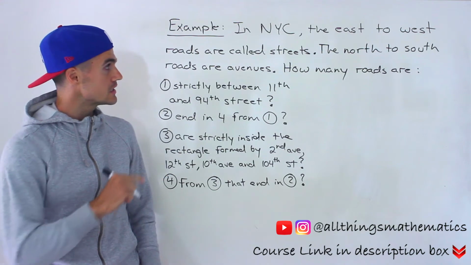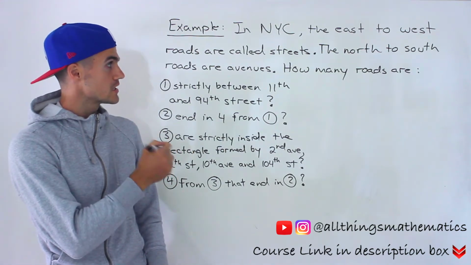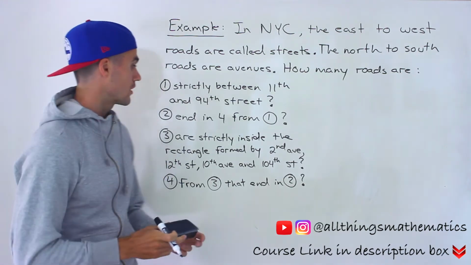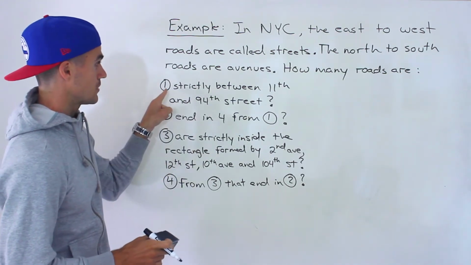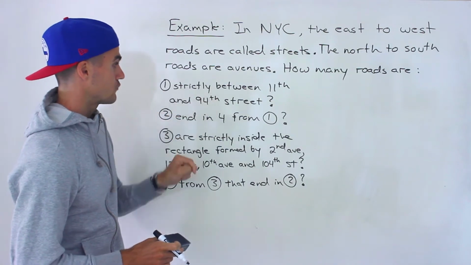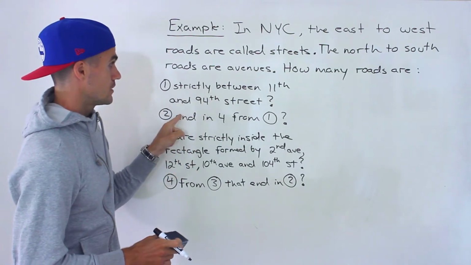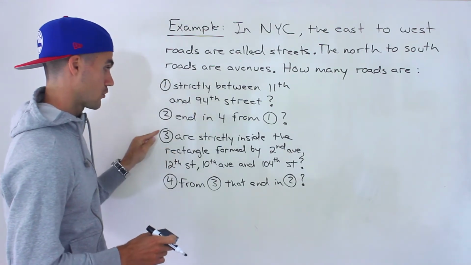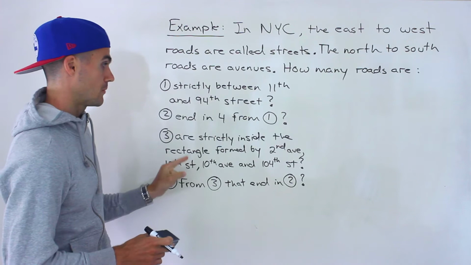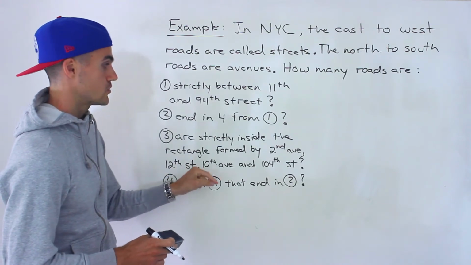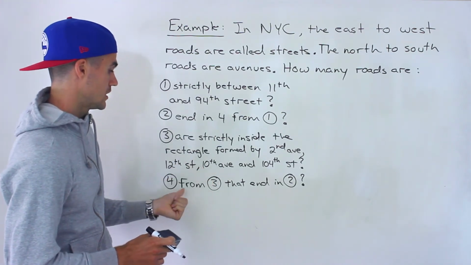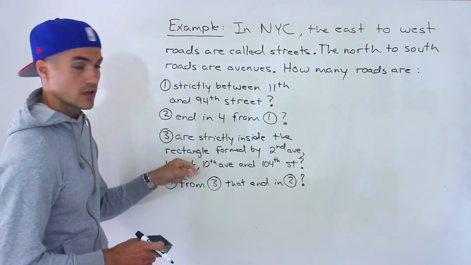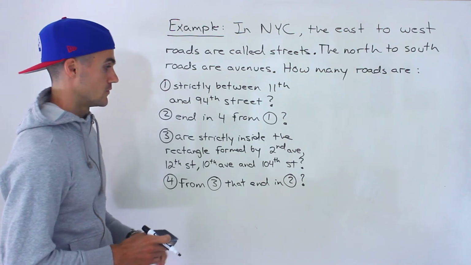So in NYC, the east to west roads are called streets, the north to south roads are avenues. And then how many roads are there? We have 4 questions here. Number 1, strictly between 11th and 94th Street. Number 2, the number of roads that end in 4 from all of the roads that we find in number 1. Number 3, strictly inside the rectangle formed by 2nd Avenue, 12th Street, 10th Avenue, and 104th Street. And then number 4 is all of the roads from number 3 that end in 2.